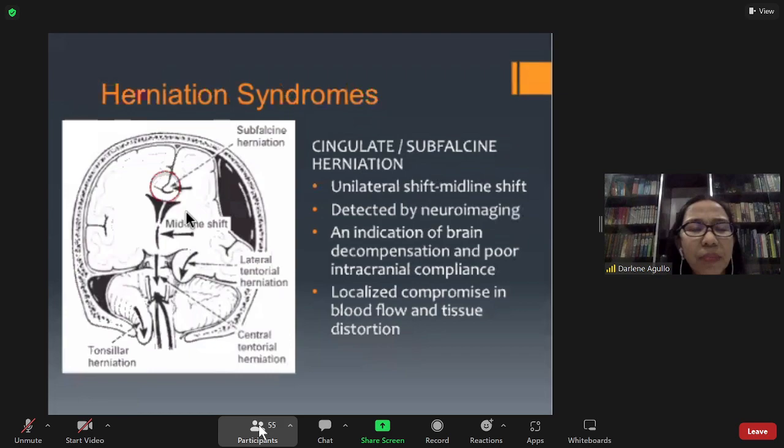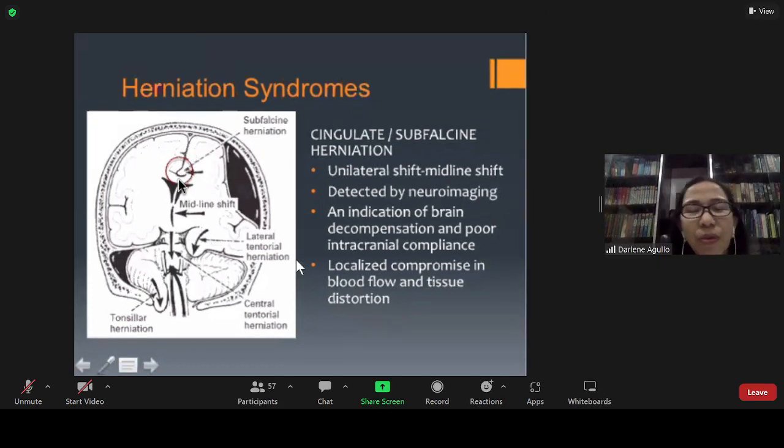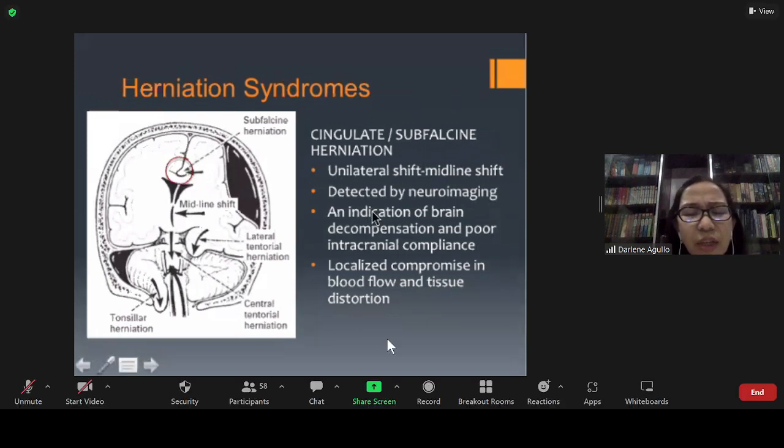Ito yung cingulate gyrus, no? So subfalcine kasi below the falx cerebri. So other literatures mention subfalcial herniation. So this is unilateral shift, midline shift, no? Unilateral midline shift. And there are usually no specific sets of signs and symptoms, sets of assessment findings on neuroexam. This is detected by neuroimaging.